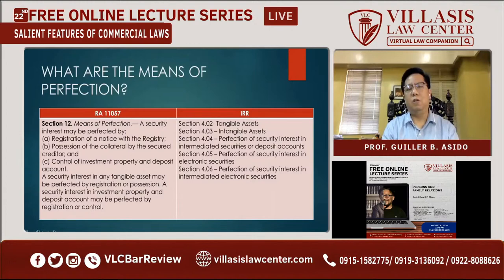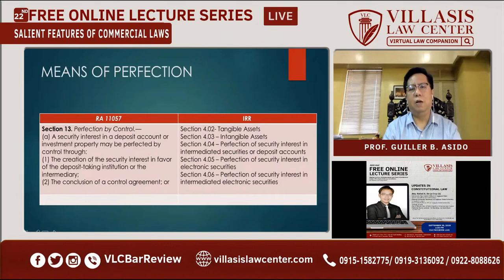Please consider this and ask yourself, what is the property or asset involved? Is it tangible, intangible? Then you consider the means of its perfection. Please go back to section 12, and I've outlined as well for you the 2019 applicable provisions of the IRR with respect to the different kinds of assets involved in the perfection of the security contract. All right. Now, another aspect of the control or the means of perfection of the security contract is section 13, the means of control.